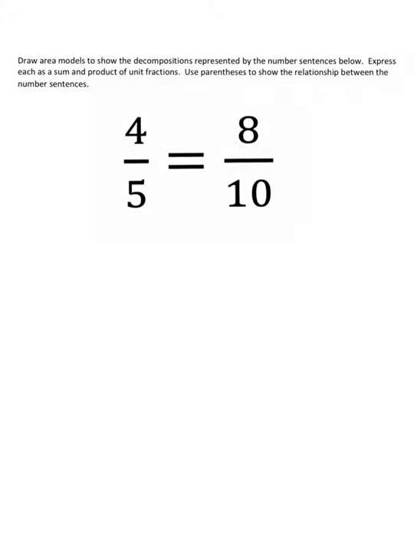Draw an area model to show the decompositions represented by the number sentence below. Express each sum and product of unit fractions. Use parentheses to show the relationship between the number sentences. So 4/5 is equal to 8/10. These are equivalent fractions. You've got to draw an area model, show the decomposition, and then put it back in using those parentheses, and then composing it and creating a multiplication sentence, just like we've been doing tonight. And then you're going to decide which one of the number sentences is correct that represents 4/5 is equal to 8/10. Please bring in your work tomorrow.